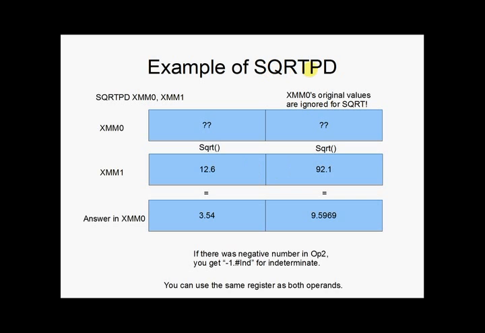And like the others, we've got square root SD, square root PS for packed singles. Yeah, lots of different versions.